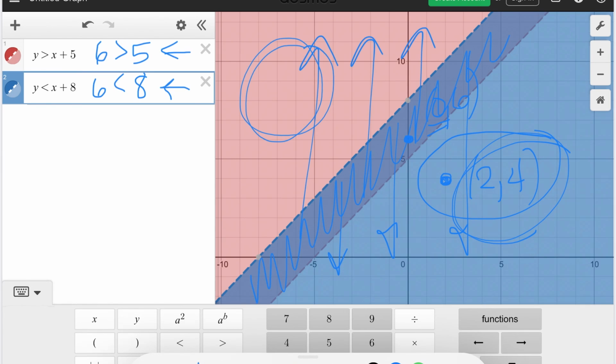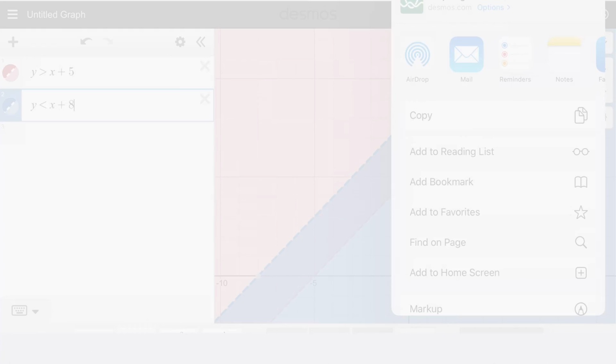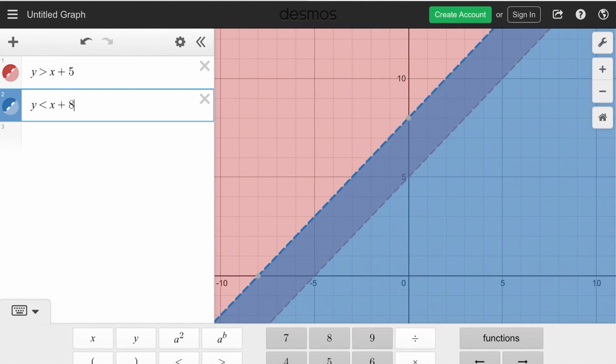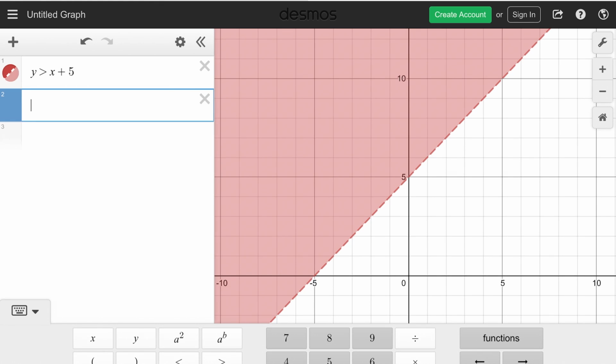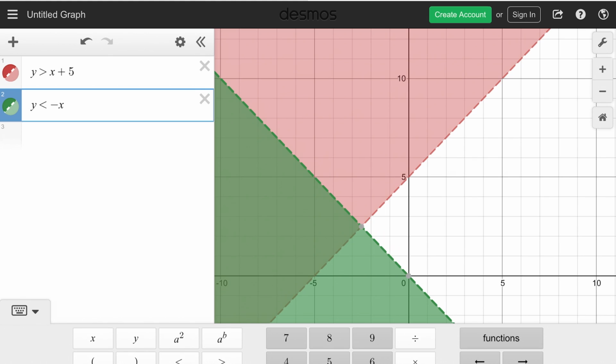All right. Let me give you a different version of the inequalities. Let's do one with a positive slope and one with a negative slope. Let's say this. We're going to keep the first one, y is greater than x plus 5, and let's say that y is less than negative x. Yeah, let's just say negative x, okay?